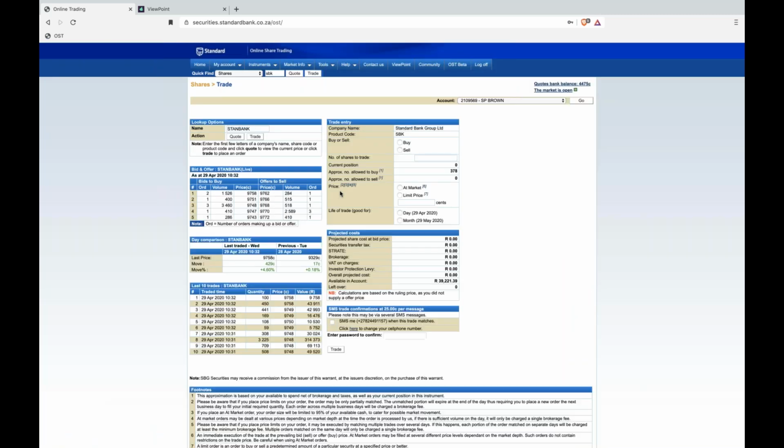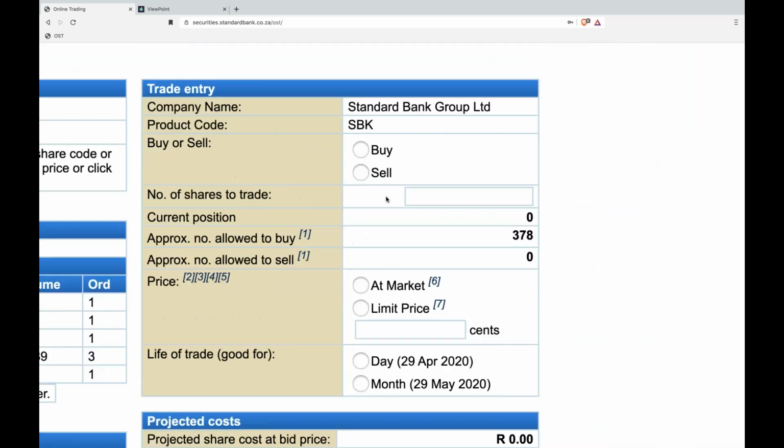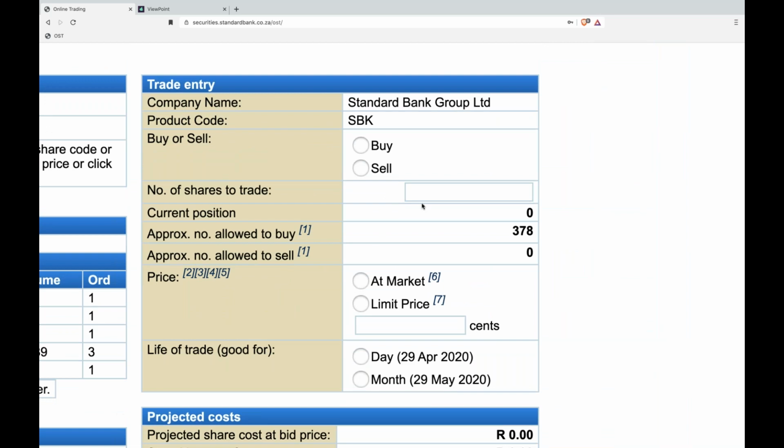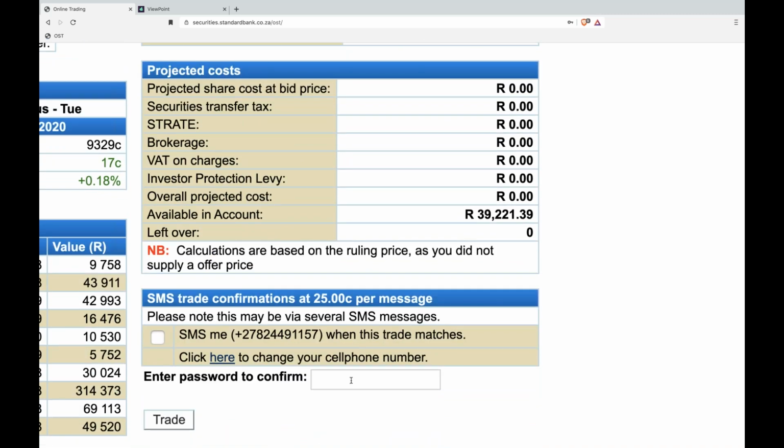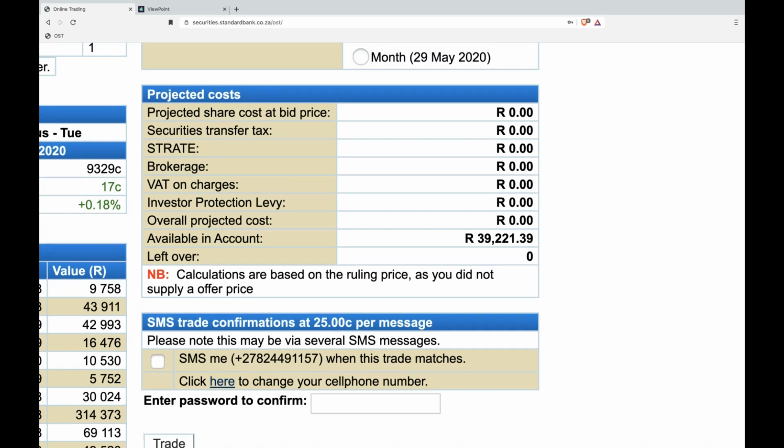And let me zoom out a bit. I'll go back in. You'll see it's broadly divided into two different parts. On the right-hand side, top right, is where you would input the data and information around the transaction as you want to do, buy or sell. We'll come to all of this in a moment. And then below that, it tells me what my projected costs will be. I then need to enter my password, obviously, to do the trade.